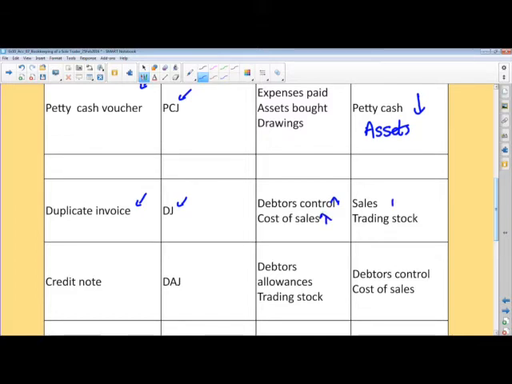Your sales also goes up. It's an income. And your trading stock will go down. Now, let's quickly finish up.